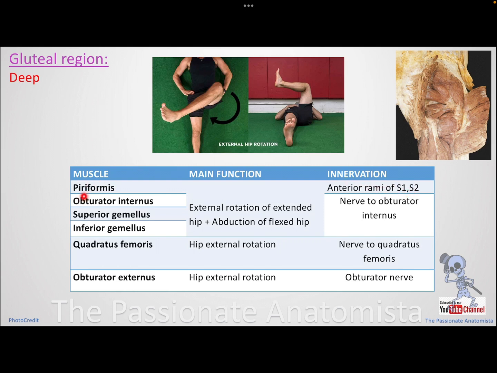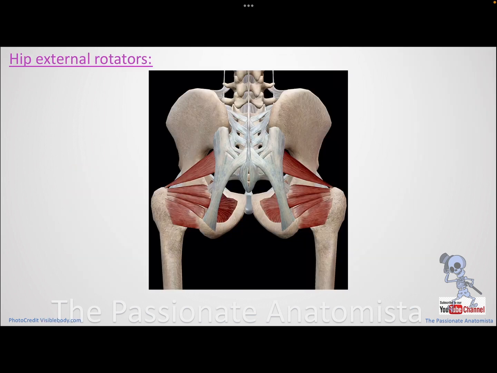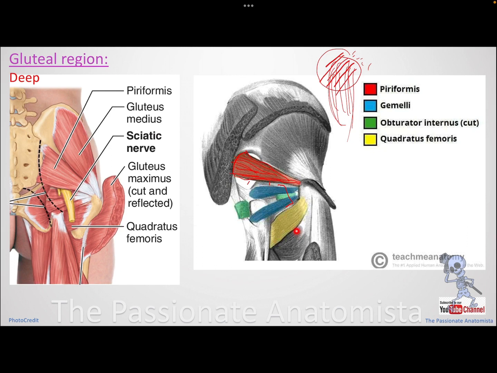So the nerve supply to the piriformis is the anterior ramus of S1, S2. Sometimes they call it nerve to piriformis. This is out of our story, but we have a story between these four guys. We have a very cute twin here, all right? If you look at them, you will have the gemellus superior, gemellus inferior.